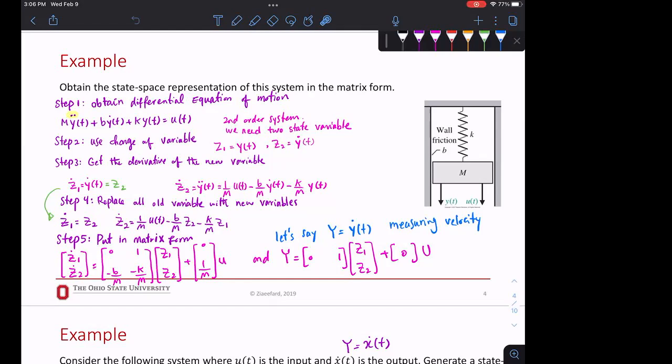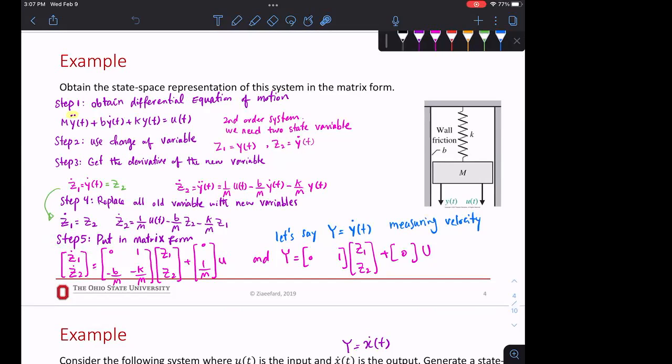Step 3 is getting the derivative of that change of variable. If you remember, instead of having y dot, I wanted to get rid of that. So Z1 and Z2 are equal to y and y dot. Now I'm going to write my equation again, and when you write the equation, you will have a first order system. Now from that first order system, like Z dot 1, Z dot 2 for that example, the next step is to put it in matrix form.